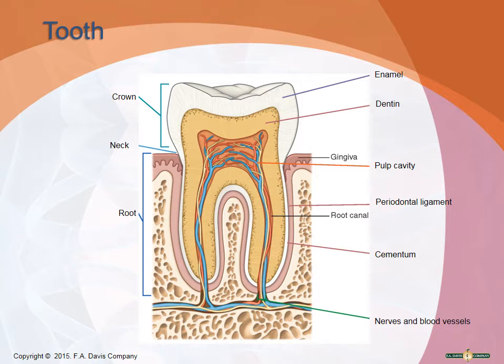So the first part, the enamel covered, this is the part that sticks out of our gum line, is the crown. Then we have the neck, and then below the gum line is the root. I think it's interesting that down at the bottom, it kind of reminds me of a hair follicle where you have blood supply. In this case, you also have nerves.